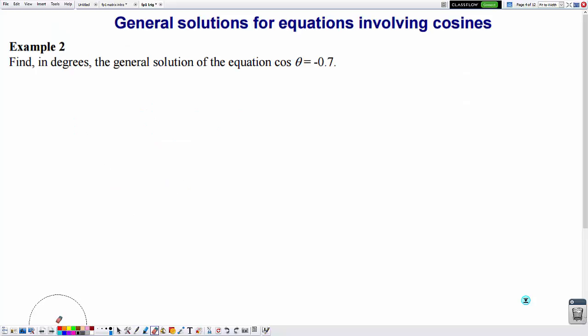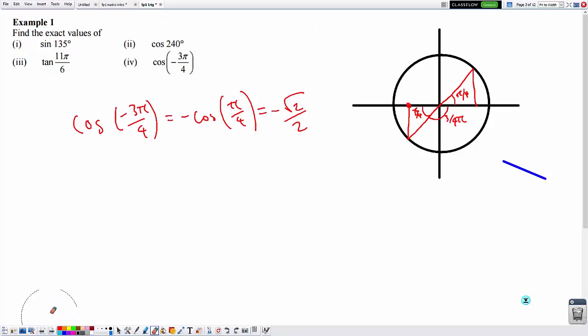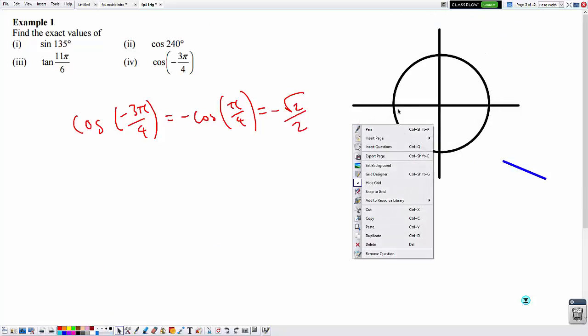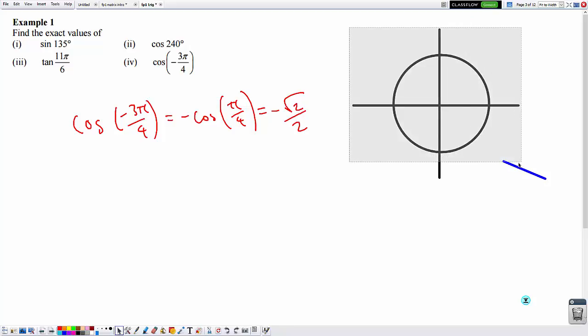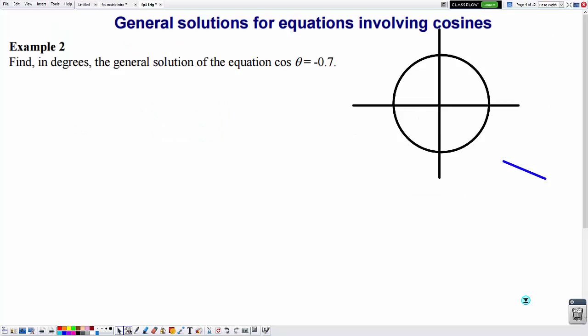Now we want to find general solutions. Again, we're going to use the circle. So let's just copy this so we don't have to draw it again. In class we did the cos and sine graph. Now I'm not going to do that anymore, although you still can use that method if you want to.